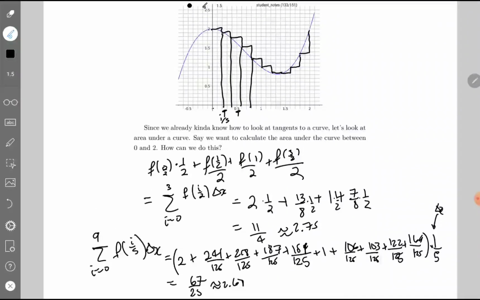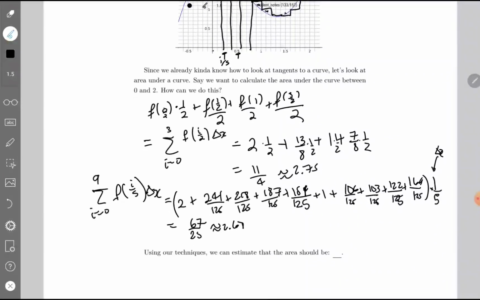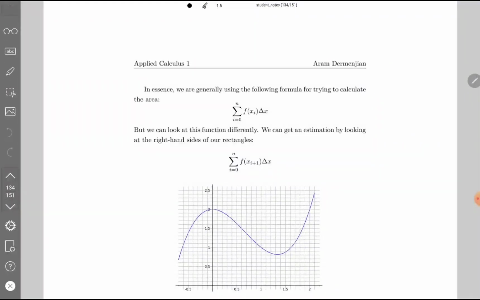So notice how each one of these I made a little bit smaller, right? So I'm calculating less of an error. So this number should be closer to what the area is. But we still don't have an exact thing. What we can do is notice how 2.75, then we get 2.68. And actually what we're going to end up finding is that the area should probably be around 8/3, which is 2.6666.